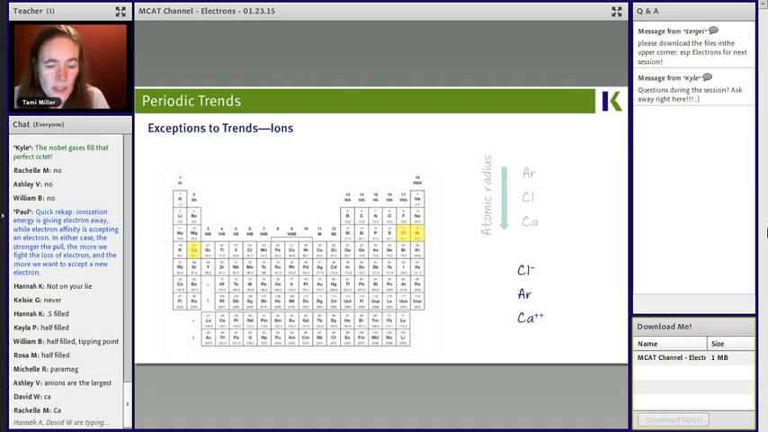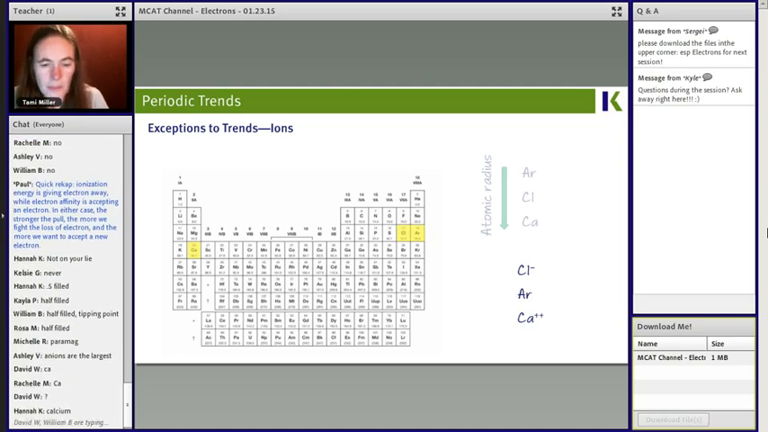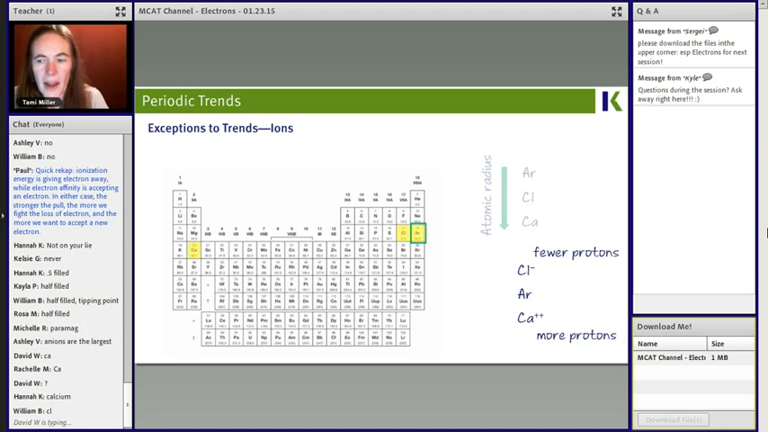Anions are the largest. Yeah, that's going to be calcium. Or, sorry, not calcium, chlorine. Anions are the largest. Our cations are going to be the smallest. Why? Because notice that calcium has 2 more protons than argon. It has 3 more protons than chlorine.